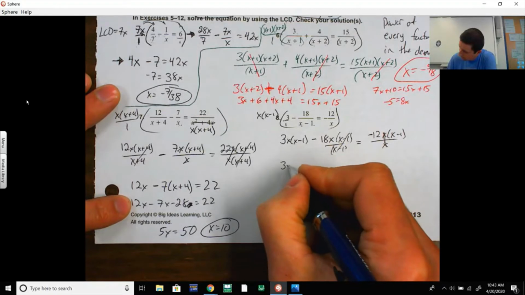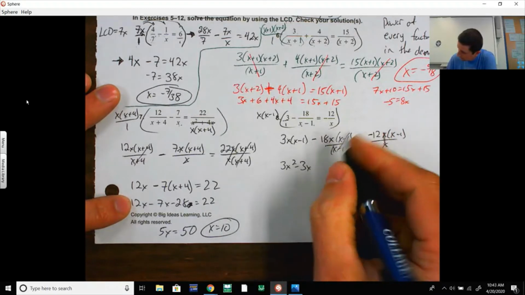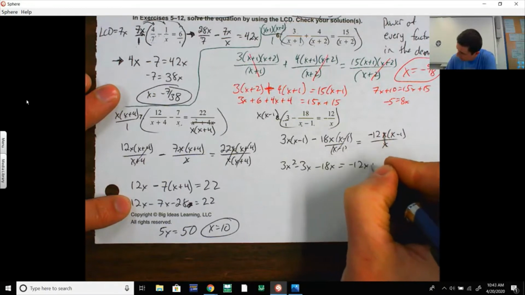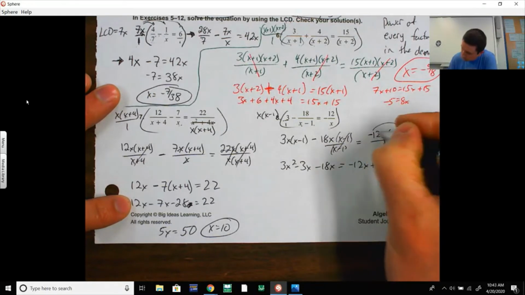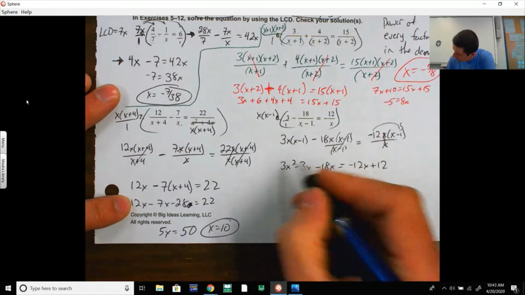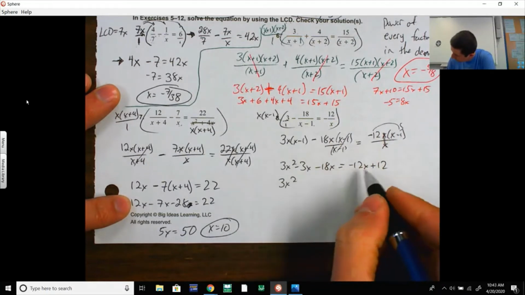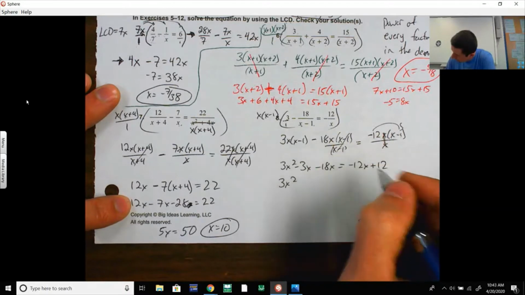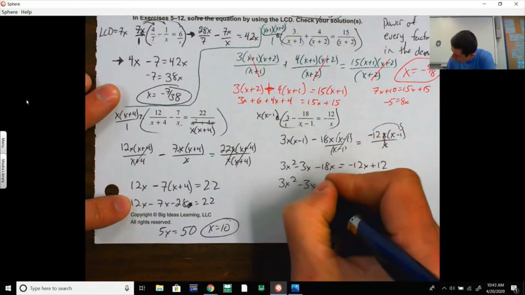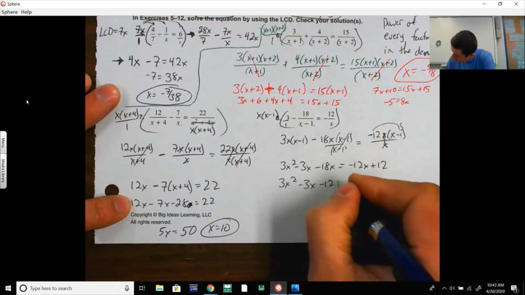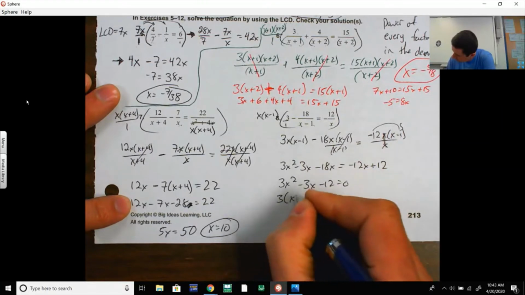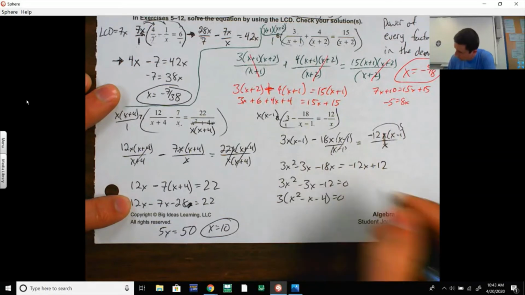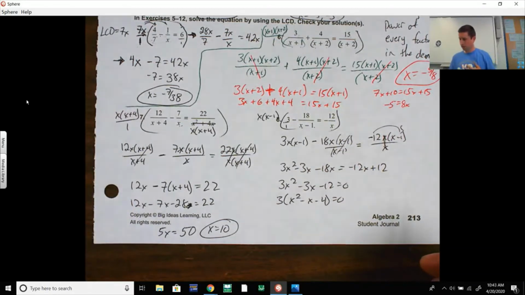So I get 3x squared minus 3x minus 18x equals negative 12x plus 12 because you're distributing the negative 12 to the negative 1. So get it all on the same side, 3x squared, 3x minus, that's negative 15x plus 12 would be negative 3x, and then minus 12 equals 0, factor out a 3, so x squared minus x minus 4 equals 0. Ooh, boy, did we do this right?